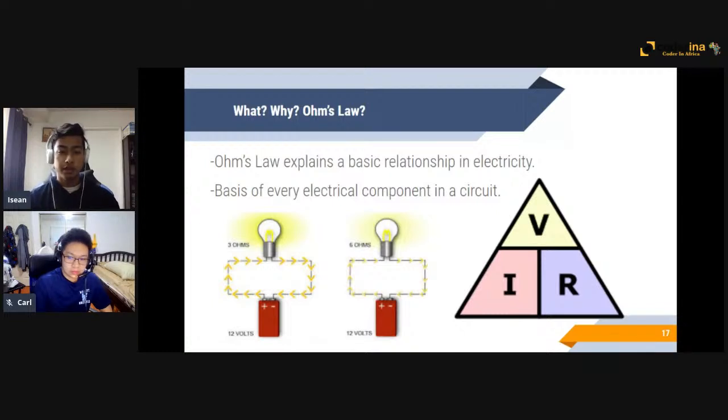In the bottom left, you can see an application of Ohm's law, which could be used to make a light bulb brighter without adding a bigger battery. So Ohm's law is essential for every electrical component. There are only three terms and a little bit of math to know Ohm's law.